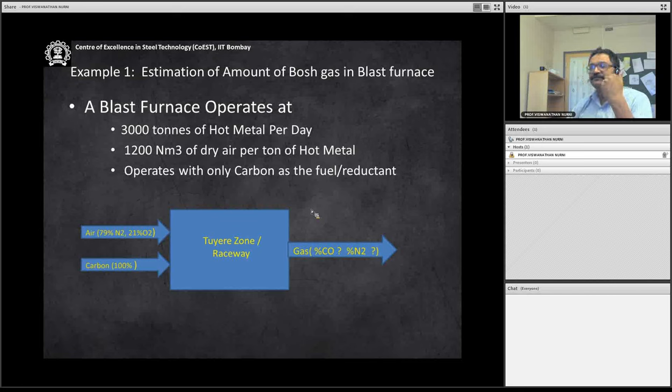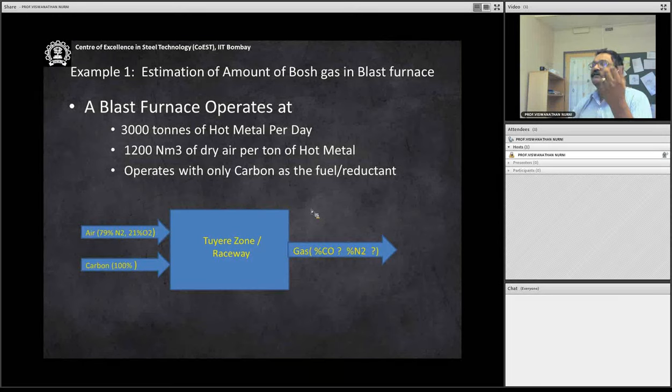On the other hand, when it comes to condensed phases like liquids or solids, unless it is specified, you can assume that it is weight percent. For example, when the steel is 0.1% carbon, by default it corresponds to 0.1% by weight. So we have carbon 100%.